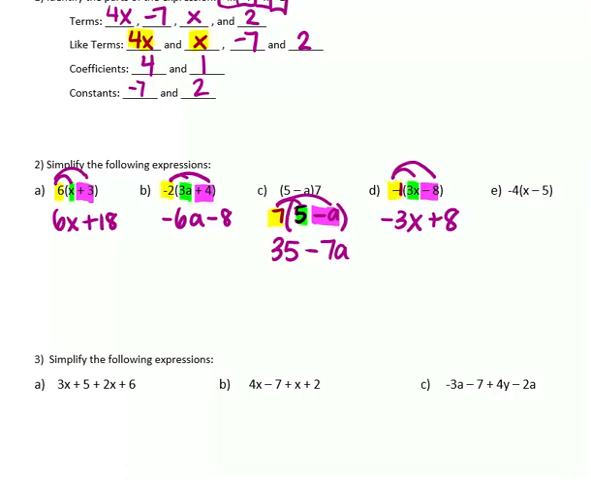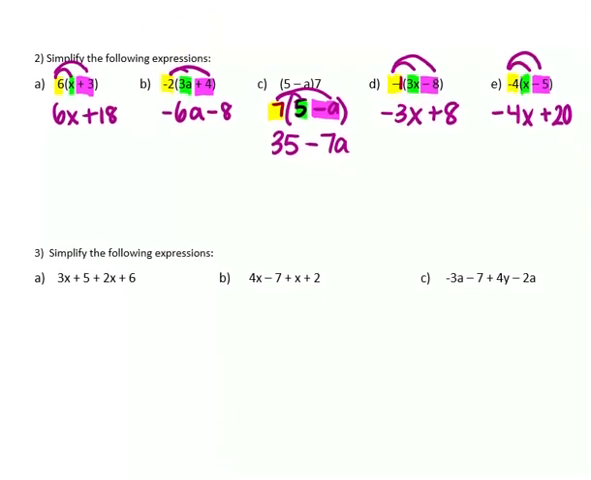The last one, multiplying a -4 by the two pieces on the inside. So I'm going to highlight the x and then the -5. -4 times x is -4x. -4 times a -5 is a +20. And that is how we distribute.